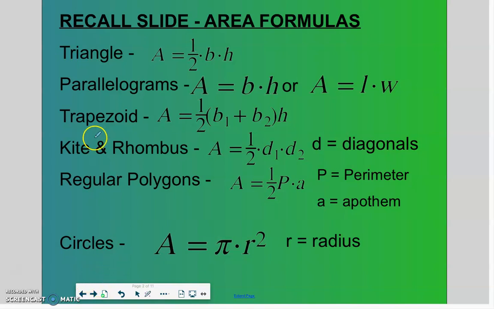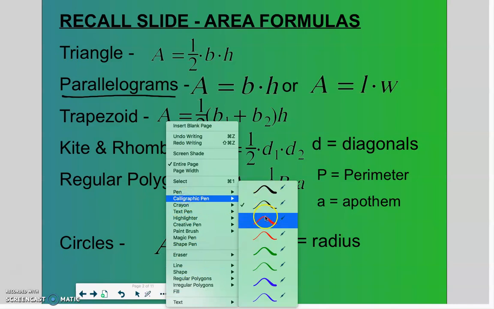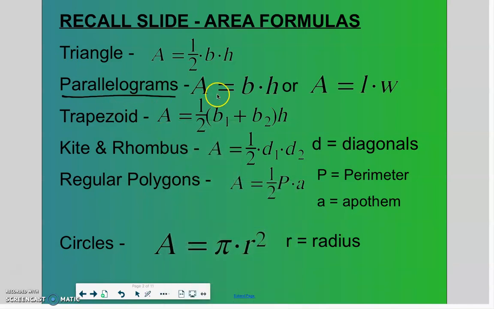A couple things I do want to point out: when we look at parallelograms here, we do want to realize that that is still considering all parallelograms. So whether that's a rhombus, a square, a rectangle, or a parallelogram, those are all the same formula. And then when we look at kites and rhombuses, D1 and D2 stand for the diagonals, and diagonals go from corner to corner. And then the new one, which we decided is going to be the advanced section of this lesson, will be the regular polygons.